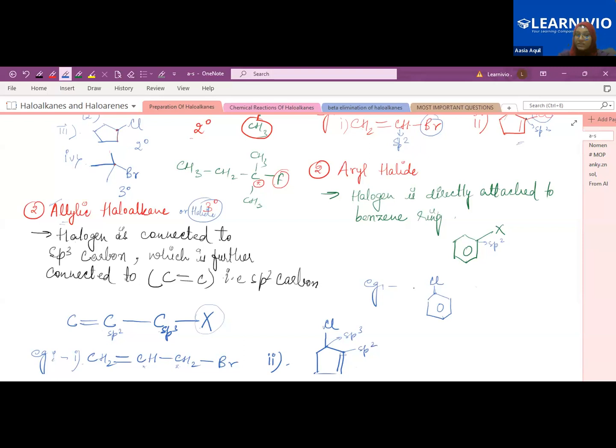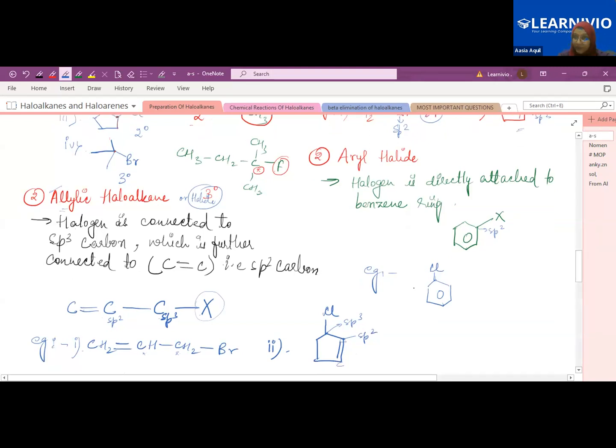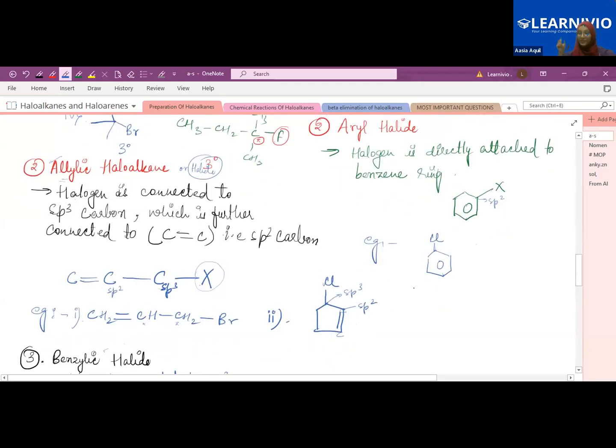Just keep in mind there is a difference between the benzylic halide and the aryl halide. Sometimes students make a mistake in these two. They get confused because, since it is called benzylic, they just attach the halogen group directly to the benzene ring. That's wrong. That's the case of aryl halide. There is a difference between benzylic halide and aryl halide. What happens in benzylic halide?